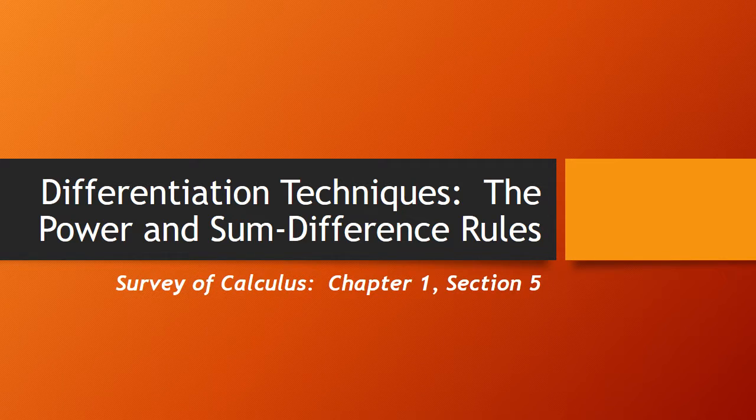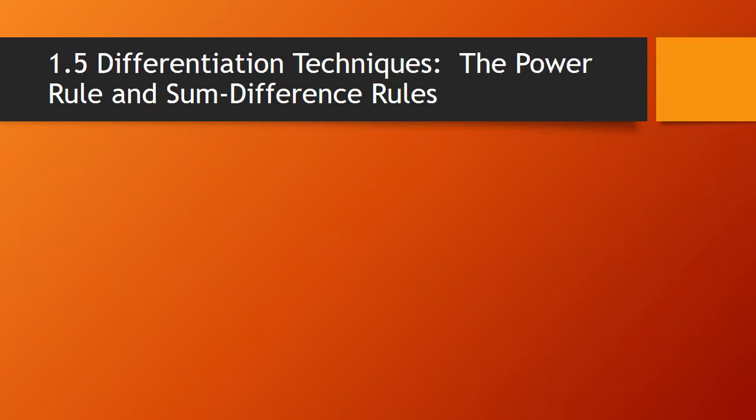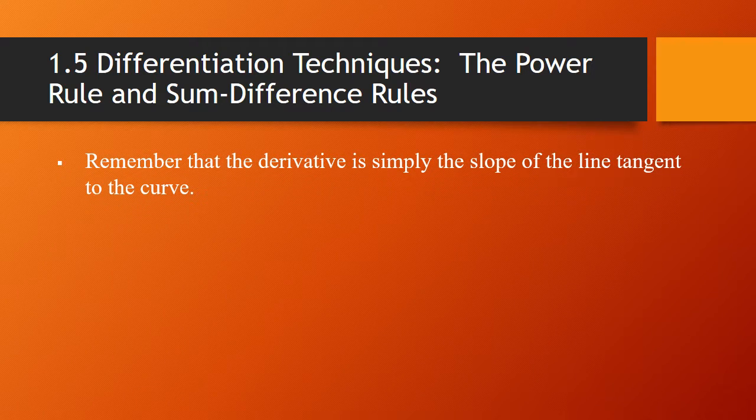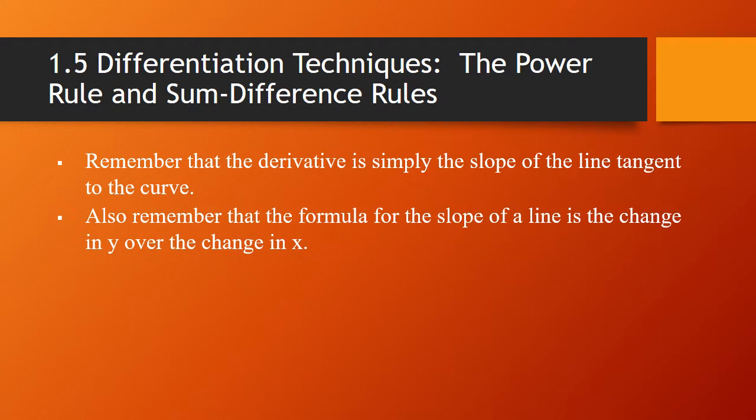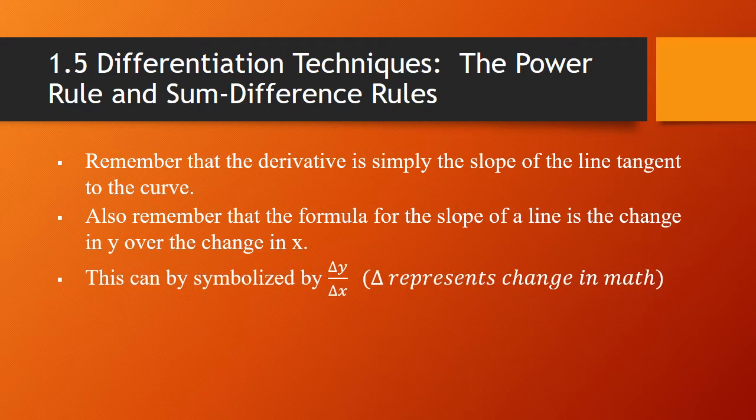Survey of Calculus, Chapter 1, Section 5, Differentiation Techniques, the Power and Difference Rules. Now, remember that the derivative is simply the slope of the line that is tangent to the curve at a given point. Also remember that the formula for the slope of a line is the change in y over the change in x. Now, we can symbolize the slope formula using the notation delta y over delta x.